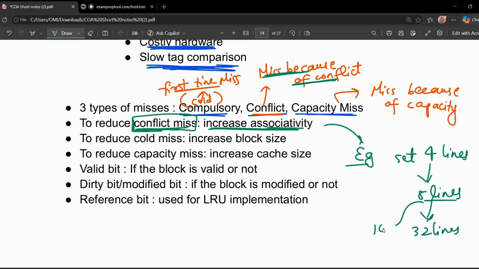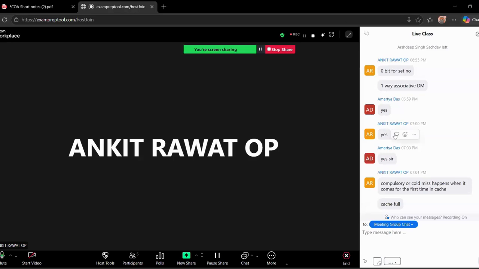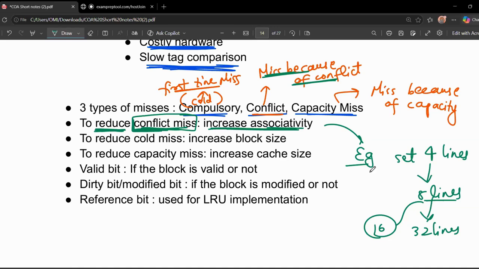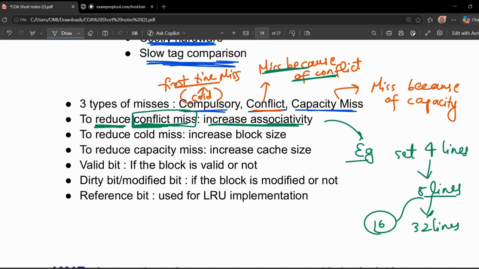So if you do this, what can happen? You don't have so many conflicts. It will help to reduce, because if you increase the associativity, one set will contain so many lines. Yes or no? One set will contain so many lines if you increase the associativity. So it will reduce the conflict misses.